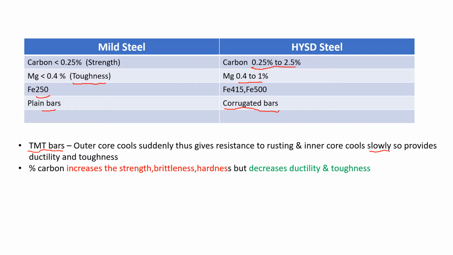Next is the carbon property. As we know, as carbon percentage increases, first, strength increases, second, brittleness of the material increases, and it hardens. But the main effect is that it decreases ductility and toughness. Toughness is nothing but resistance to impact, shown for impact loading. So there is a basic difference, and that is the importance of toughness.